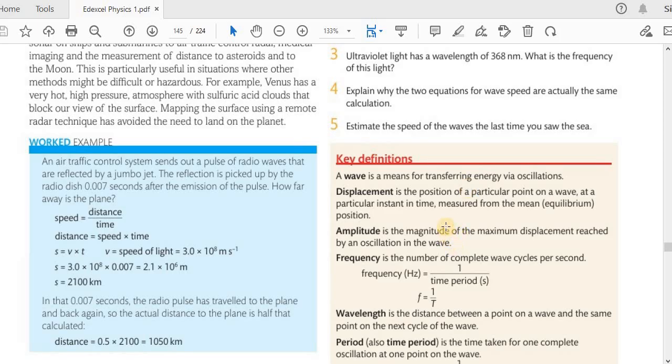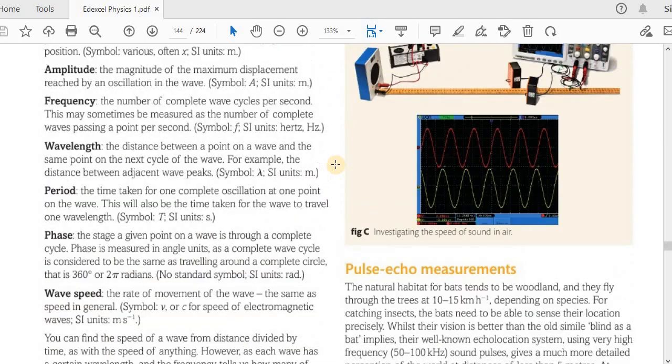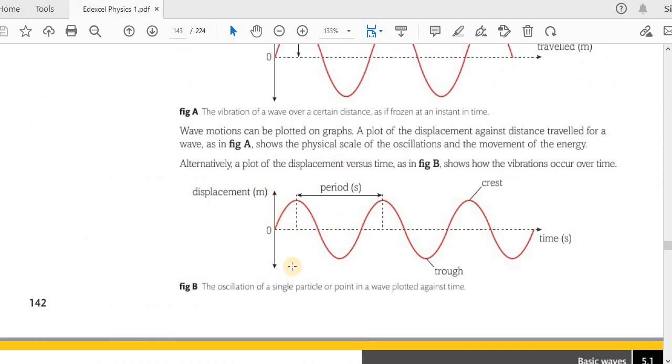Then displacement is the position of a particular point on a wave at a particular instant in time measured from the mean equilibrium position. So I think there was a diagram also here. This is very important. In the O-level class also you would have seen this. So this is the equilibrium position. You see the x-axis here. That position is the equilibrium position or rest position of the wave.